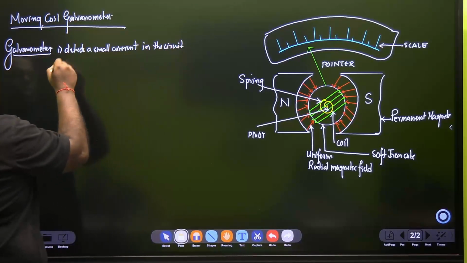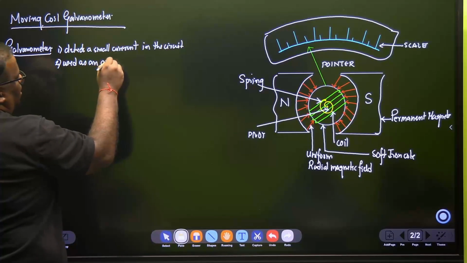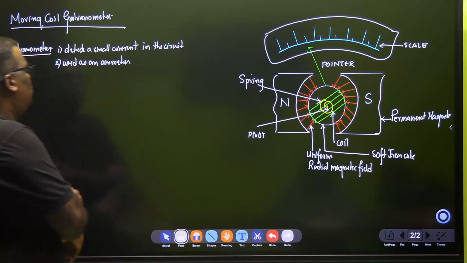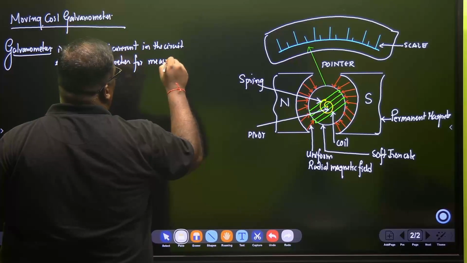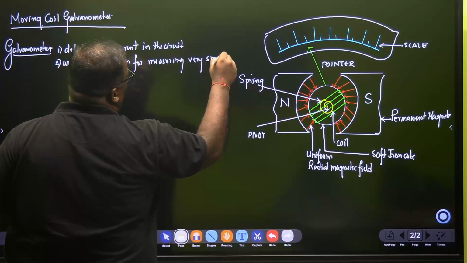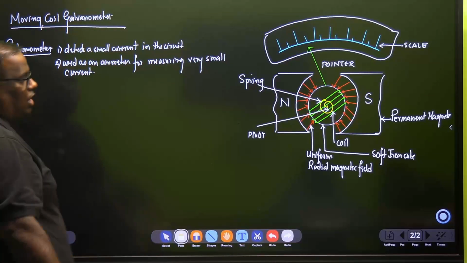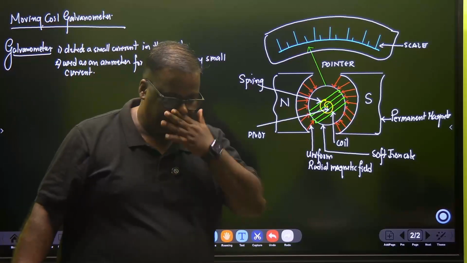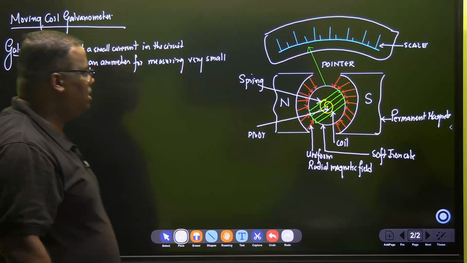And it can also be used as an ammeter. If you can detect current, you should be able to measure current also. Used also as an ammeter for measuring just one condition, measuring very small current, in milliamps. Very, very small current. You can't measure some 5 ampere, 2 amperes and all. Very, very small. So are you understanding, children?